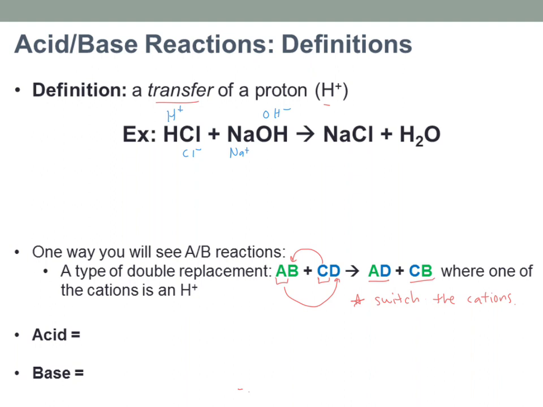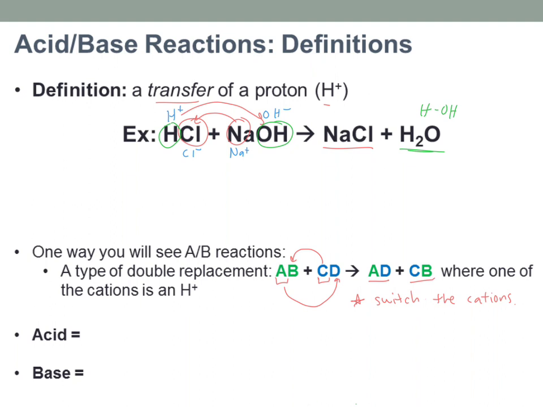So now I should have my H with my OH and my Na with my Cl, right? I'm going to do a double replacement. And sure enough, that's what we see, right? We said that the Na should now be with the Cl. That's what we've got. And then we said that the H+ should now be with the OH, which is what we've got, right? Water's HOH. It's like hydrogen hydroxide in a way, right? H2O. So you're just doing a double replacement between the two of them. You're just switching those cations, right? So anytime you have a double replacement where one cation is an H+, that is an acid-base reaction because you transferred a hydrogen from one thing to another thing.